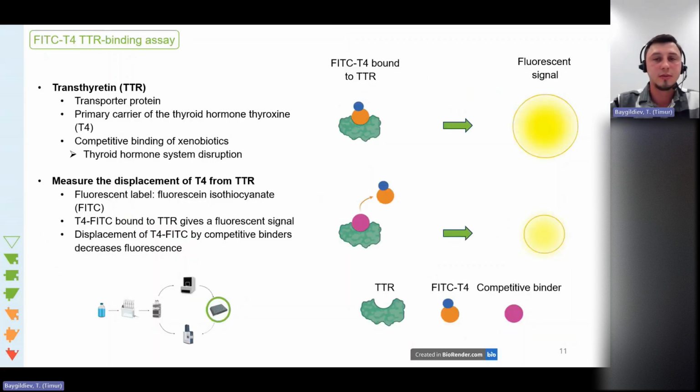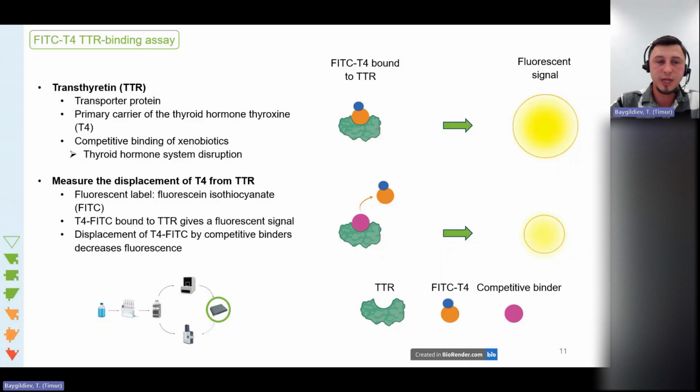Next step is the assays that we used. The first assay is the transthyretin binding assay, or TTR binding assay. The core element of this assay is TTR, a transporter protein, the primary carrier of the thyroid hormone thyroxine, or T4. In the presence of competitive xenobiotics, T4 can be displaced from TTR, so less T4 is transported, and that can presumably lead to thyroid hormone system disruption, which is not very good, of course.